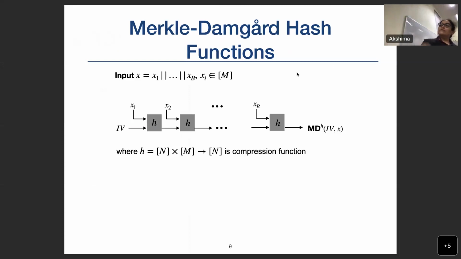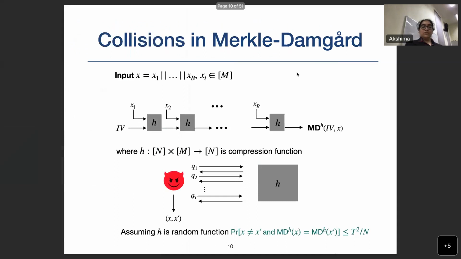From here on, we'll talk about constructions where this little h has domain n times M to n. If you think about the best attack on this, you would model the attacker as getting to make t queries to the compression function, and it is required to find a collision in the Merkle-Damgard construction. So it's making queries to little h, and it has to find two distinct strings that have the same hash output under the Merkle-Damgard construction.